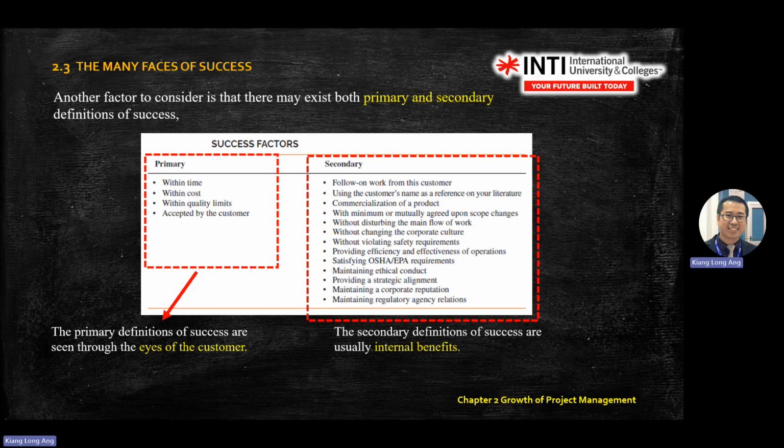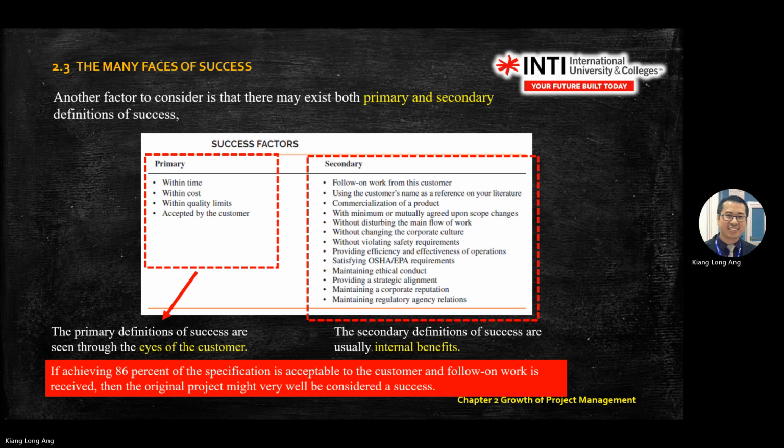On the left, the primary one, you memorize it from the perspective of the customer. If the customer thinks that you are successful, then you are successful. So what does the customer want? Time, cost, quality, and that you meet the spec. Then the secondary is what happens inside the factory or the company, like how you audit things: OSHA, safety, strategy. This is just elaboration. As long as the customer thinks that you are successful, then you are successful.